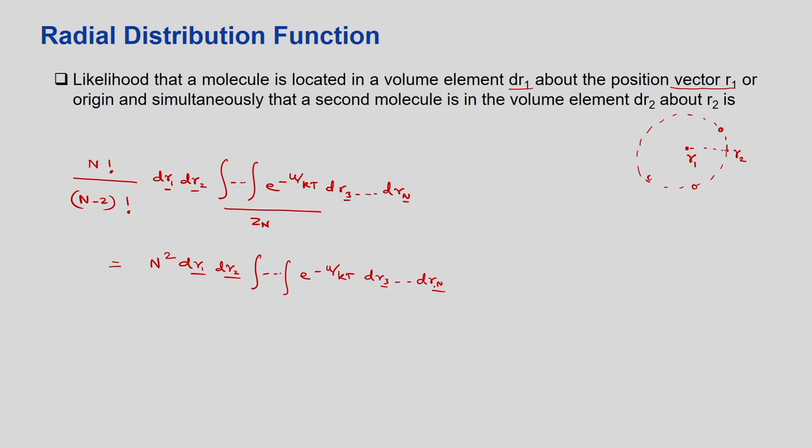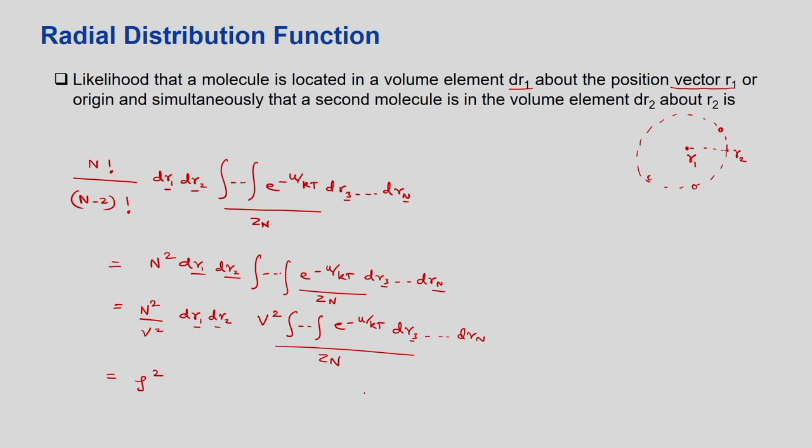Now, this n square I can also write in this manner, n square v square by v square, because I need to have a v square here. I will put a v square here and divide and multiply by v square, dr3 up to drn. This is obviously all the time Zn. So this is nothing but rho square, and this entire thing is what? This is actually g2 of r1, r2, T, and the remaining terms are dr1 and dr2.